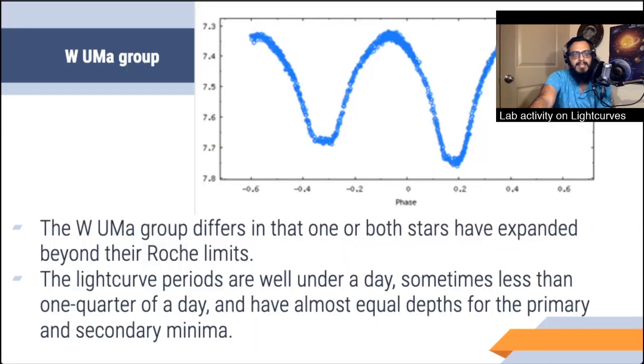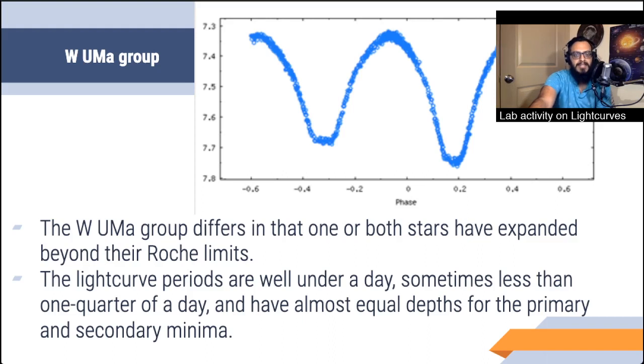Now we have the W Ursa Major group, right? So the W Ursa Major. Sometimes, because I read it, I say the W UMA. The W UMA group differs in that one or both stars have expanded beyond their Roche limit. Now, what's important for us is that the light curve periods are well under a day, sometimes less than 1/4 of a day, and have almost equal depths for the primary and secondary minima.